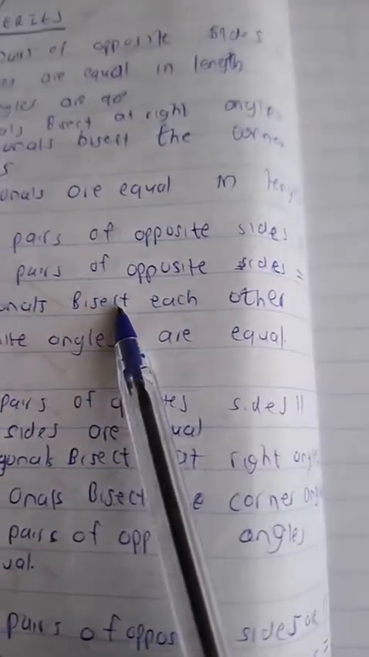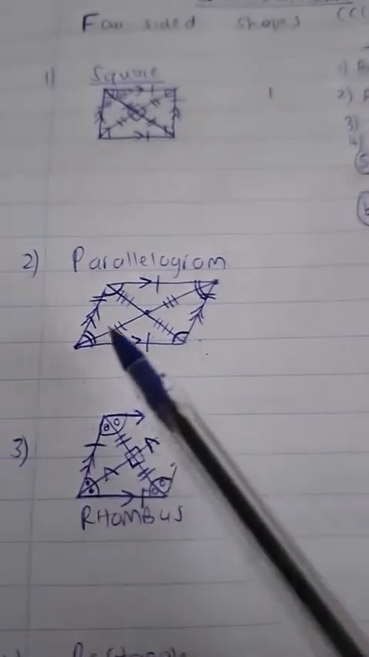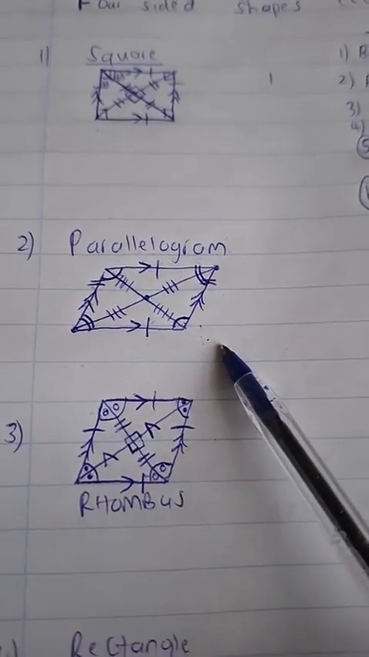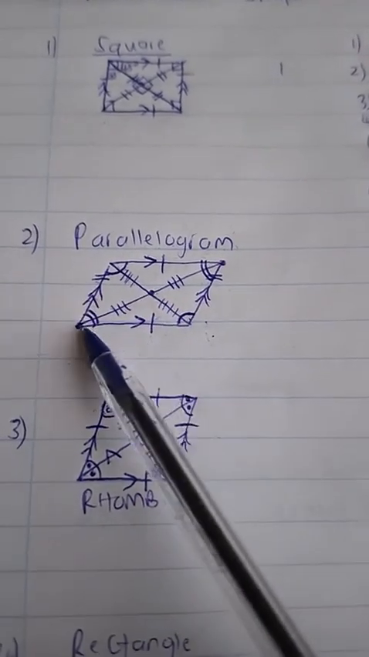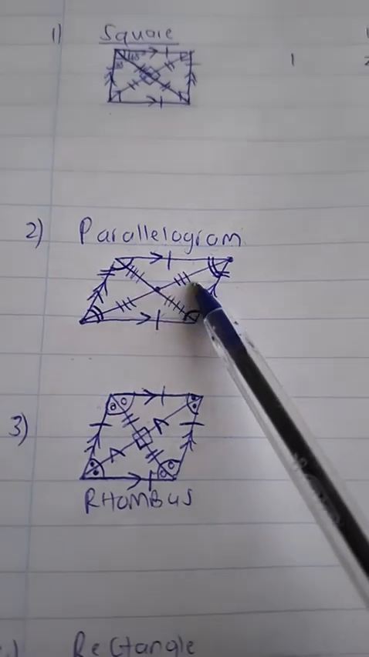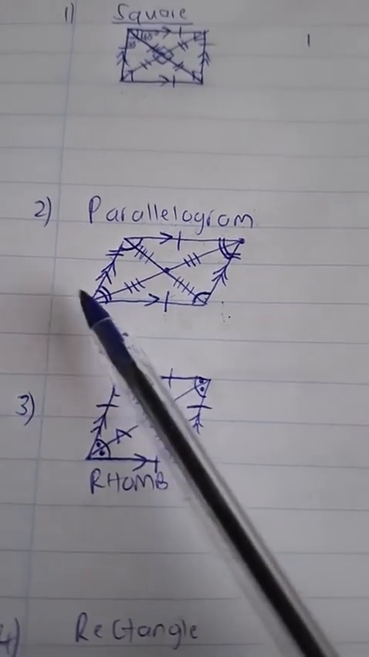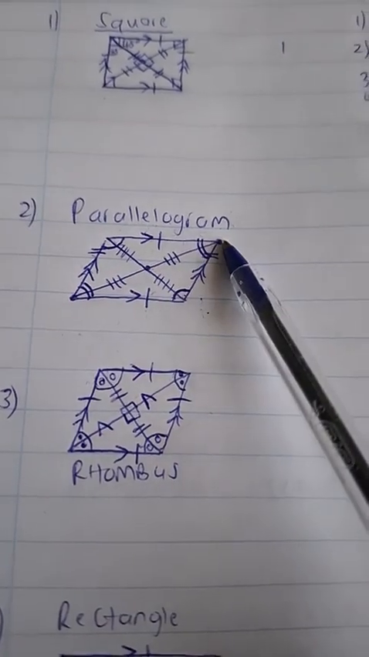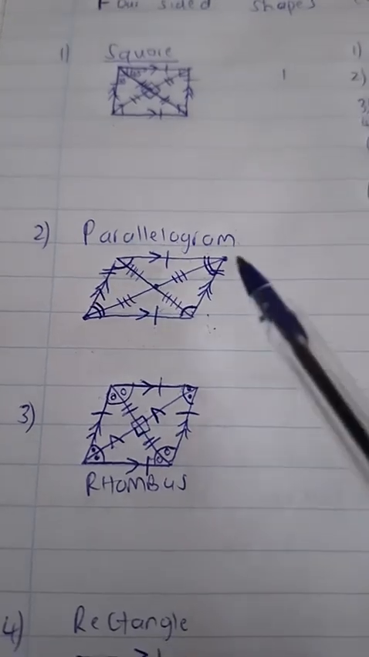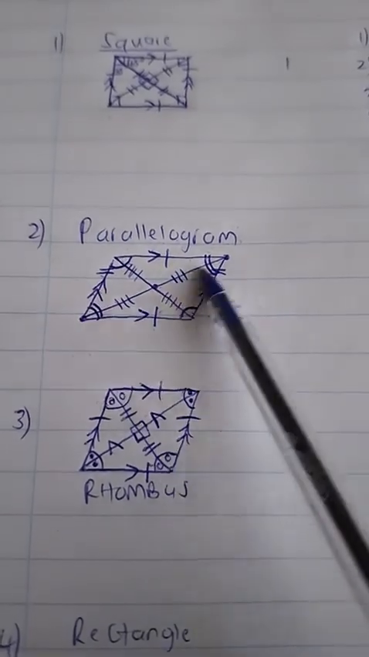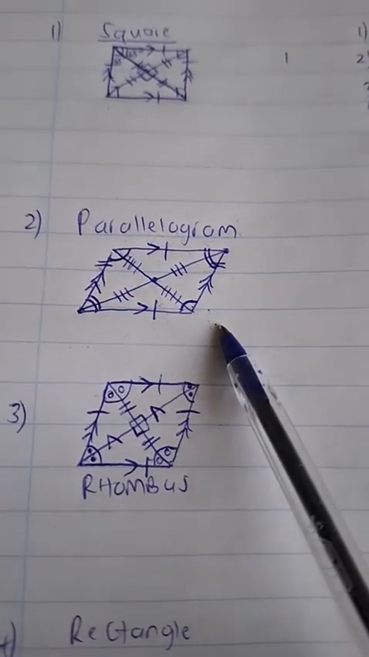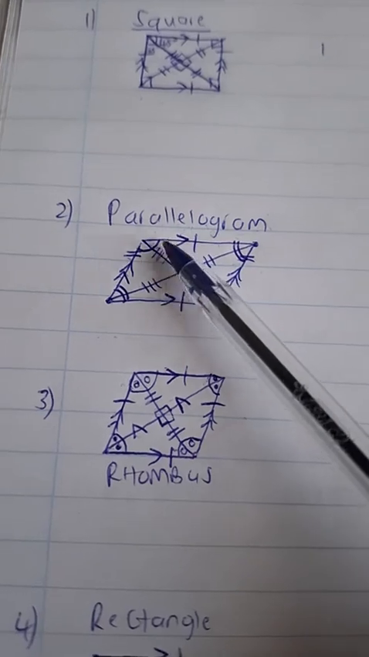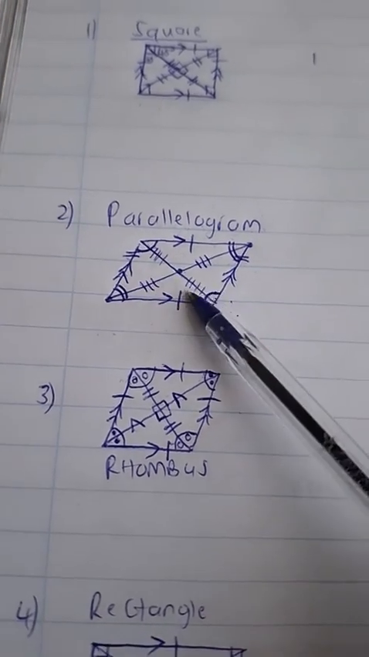Thirdly, the diagonals bisect each other. So this diagonal bisects that diagonal. In other words, this diagonal cuts this one into equal halves. So this here will be equal to that, and that here will be equal to that. But please take note, this diagonal cuts this one into half as well, but differently so. So that will be equal to that.